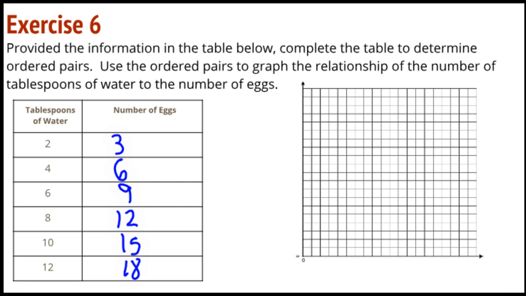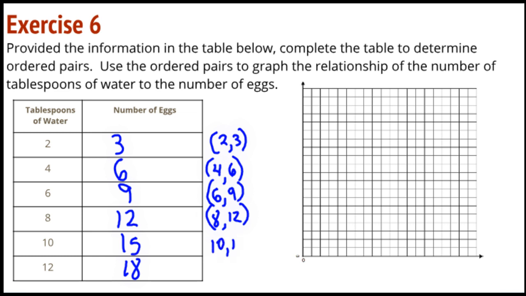All right, and now I need to make some ordered pairs, and this is 2, 3, and this is 4, 6, 6, 9, 8, 12, 10, 15, and 12, 18. And they would like me to now put this on my graph.